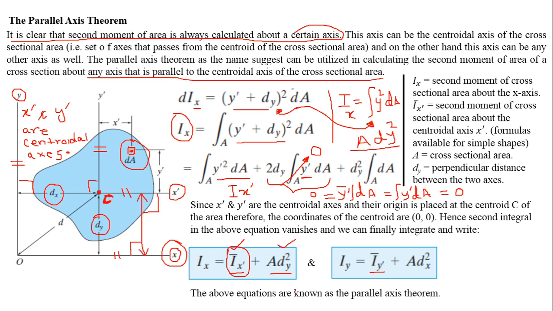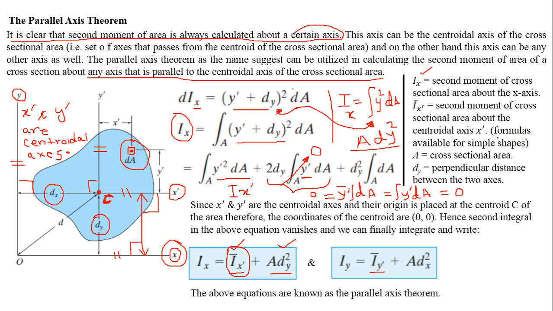So you see, this is known as the parallel axis theorem. The above equations are known as the parallel axis theorem. So please go through this slide. Here, please again understand that Ix is the second moment of cross-sectional area about the x-axis, this x-axis. Ix prime, Ix bar, is the second moment of cross-sectional area about the centroidal axis x prime, this axis x prime.